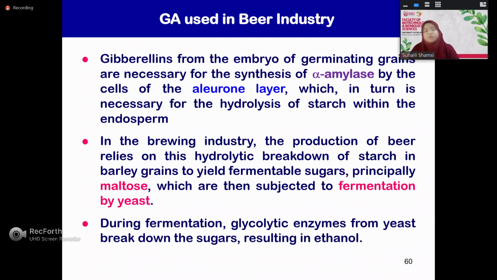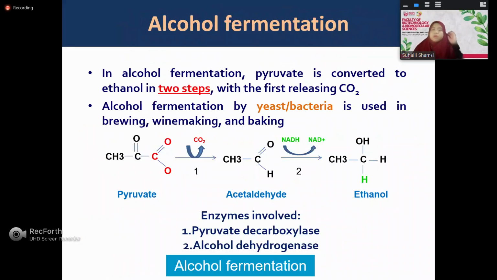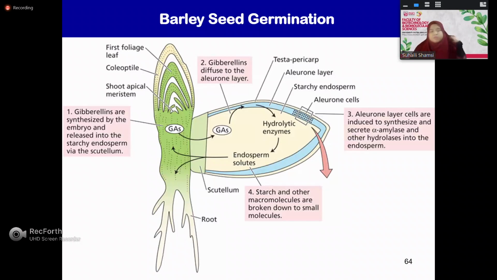So in the brewing industry, the production of beer relies on the hydrolytic breakdown of starch in barley grains to yield fermentable sugars, principally maltose, which are then subjected to fermentation by yeast. So during fermentation, glycolytic enzymes from yeast break down the sugar, resulting in ethanol. So I'm just going to use the figure here to explain more about how gibberellic acid plays a role in barley seed germination, which is then manipulated for the beer industry.